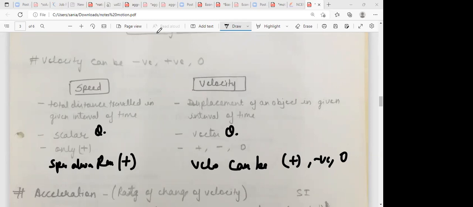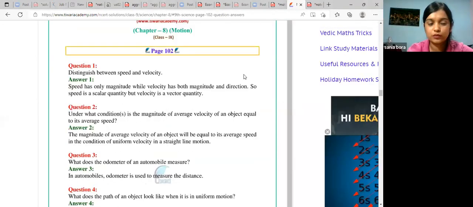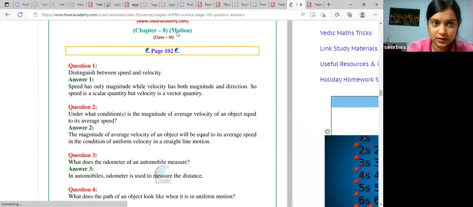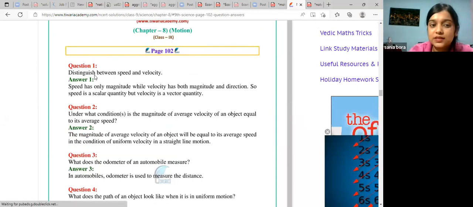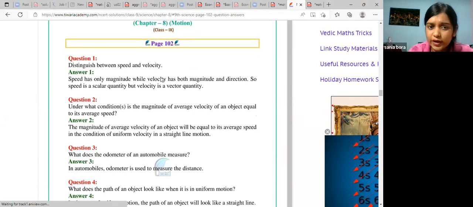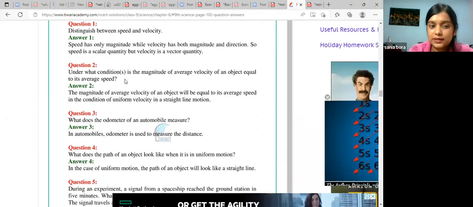Done. Done, ma'am. Okay, good. Now we will do the question answers. Okay. So first is the difference between speed and velocity. So you already did it. No need to write it down. See, question number second.